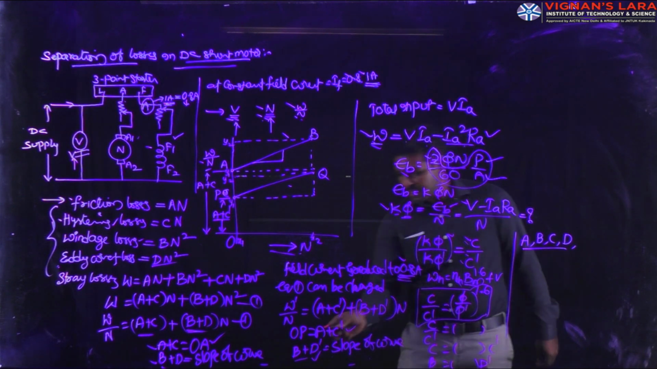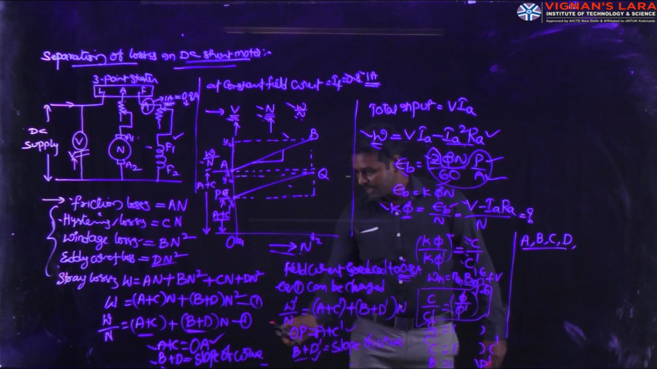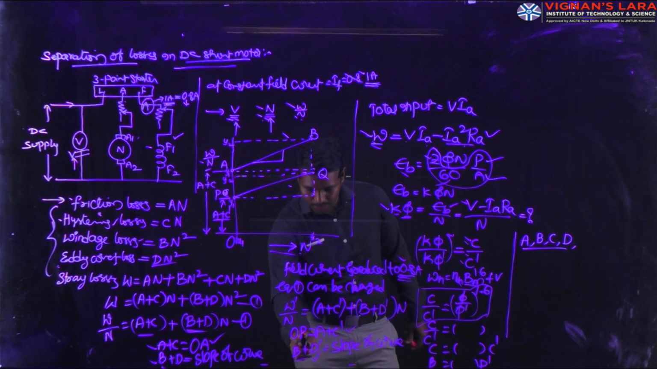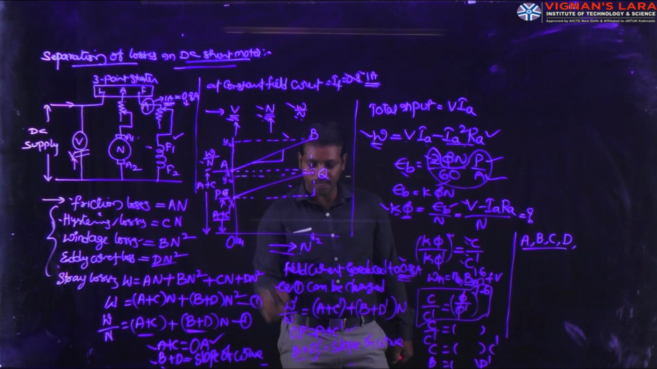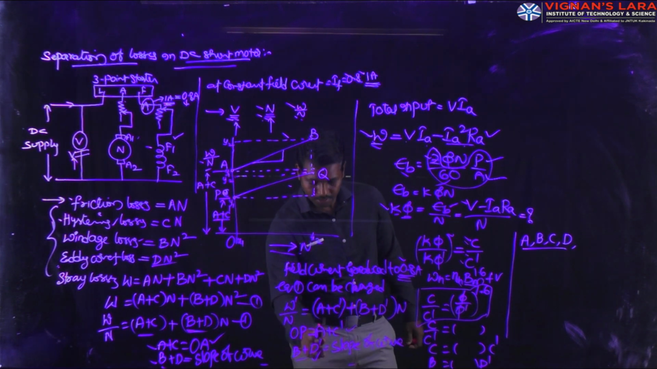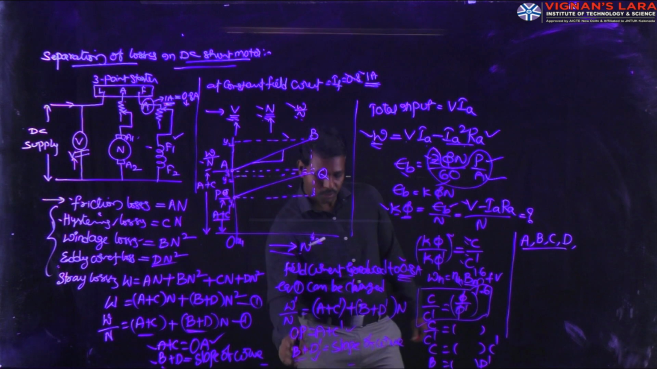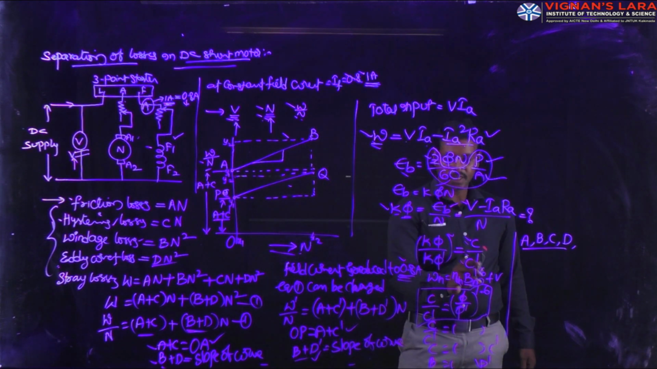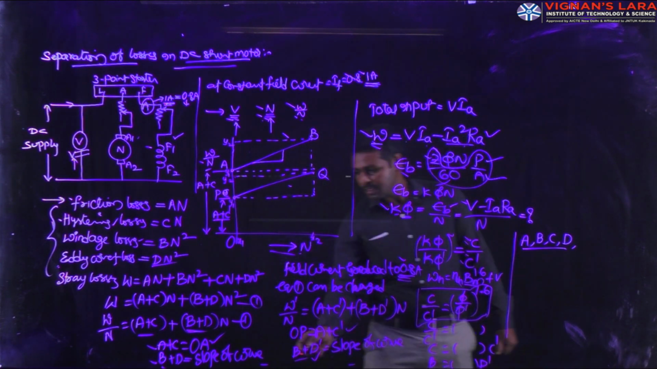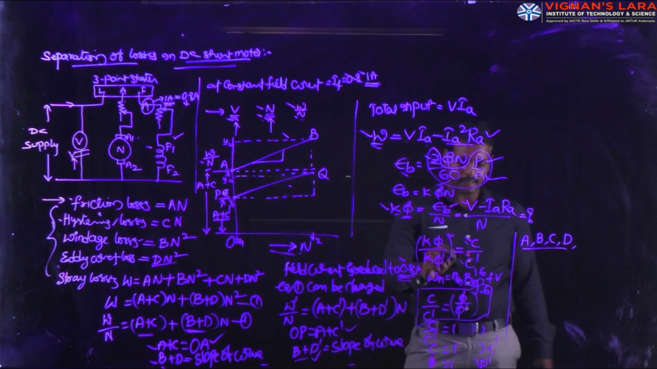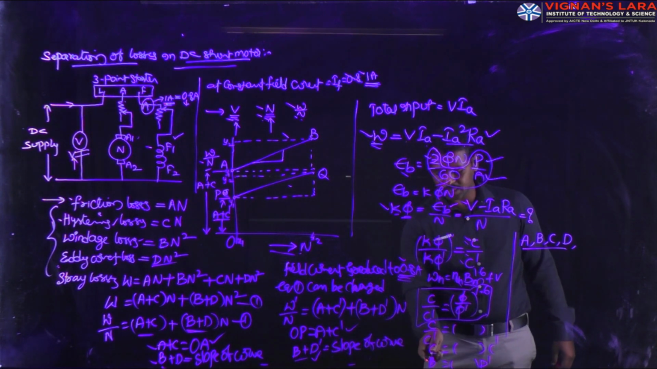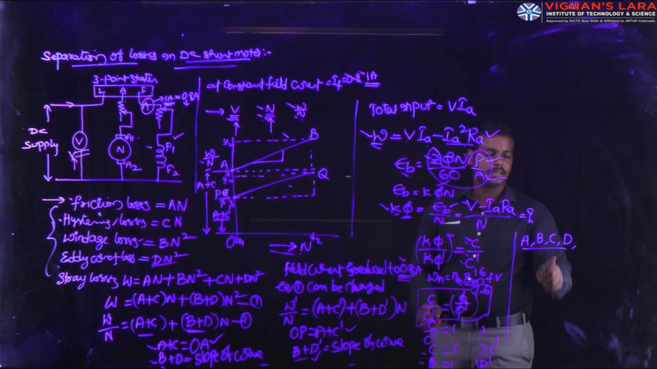Based on substituting in this, A plus C dash is equal to OP, which is a known value. So A is equal to a constant minus C dash. This can be directly substituted in these equations. So we can substitute these four equations in C and C dash, and finally we can separate A and B and C and D.